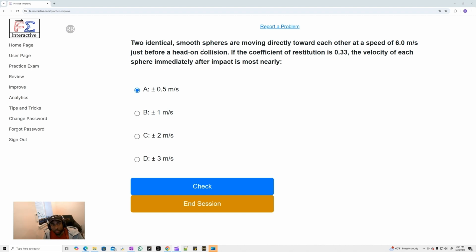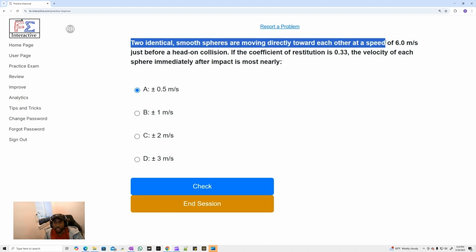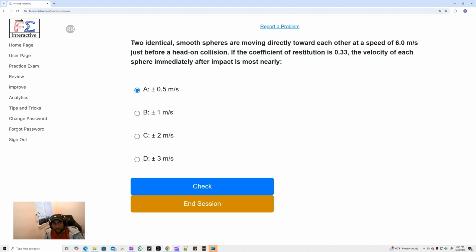I hope you went and solved the problem. Let's get into the solution. It says two identical smooth spheres are moving directly towards each other at a speed of 6 meters per second just before a head-on collision. If the coefficient of restitution is 1/3, the velocity of each sphere immediately after impact is most nearly.